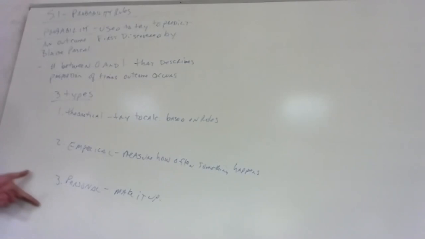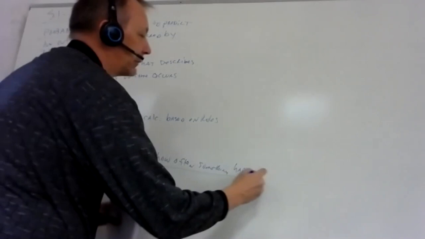They counted everybody up and found out what proportion. Okay, so you measure how often something happens. That's exactly what an empirical probability is. Okay.